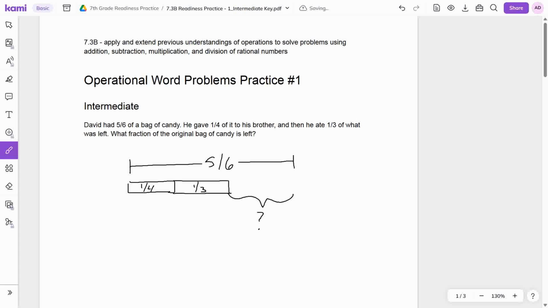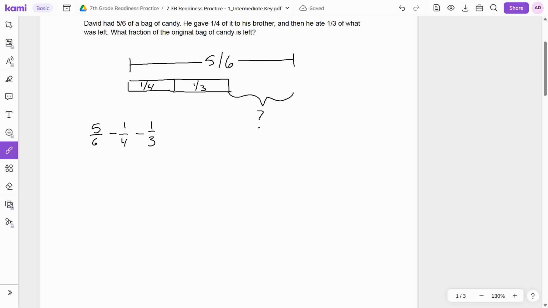Another way to look at it with a number sentence or an equation would be 5/6. We're going to give away the 1/4, and we're going to eat the 1/3. All right, so we're going to have to subtract fractions, and we really can't do that if we have different denominators. And so let's make common denominators. And I'm looking at my denominators of 6. I've got 4, and I've got 3.